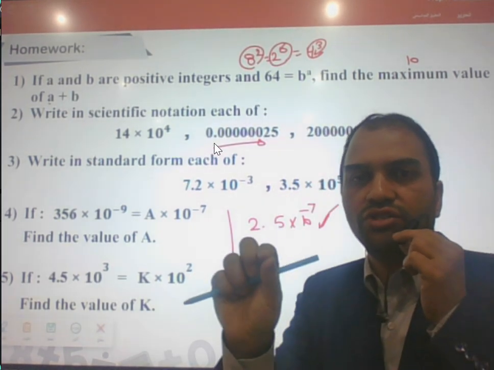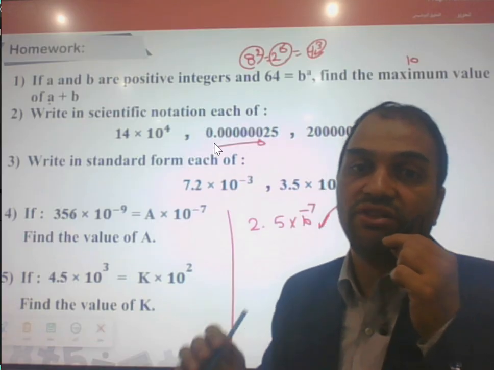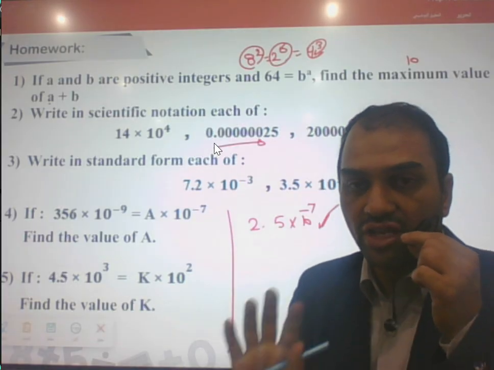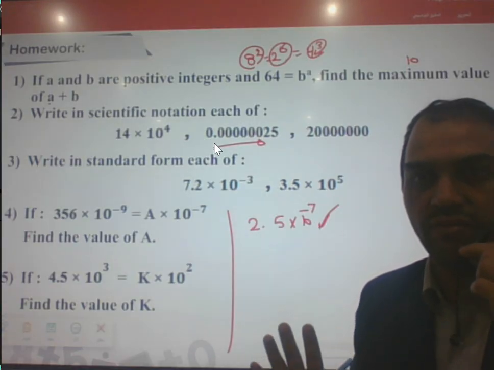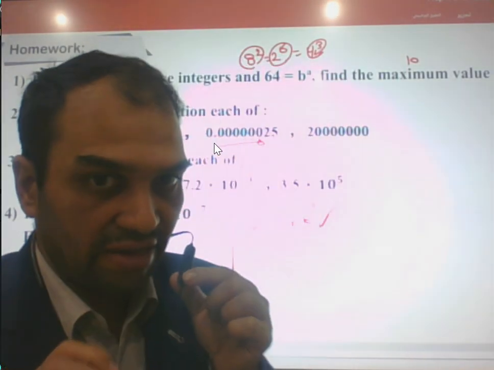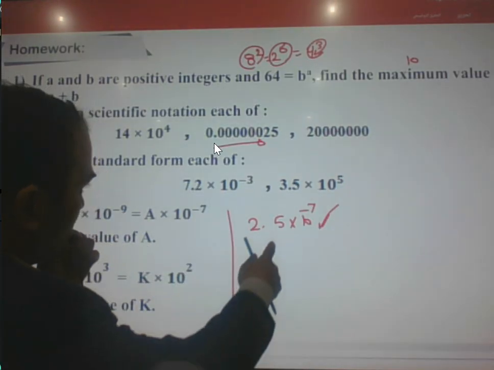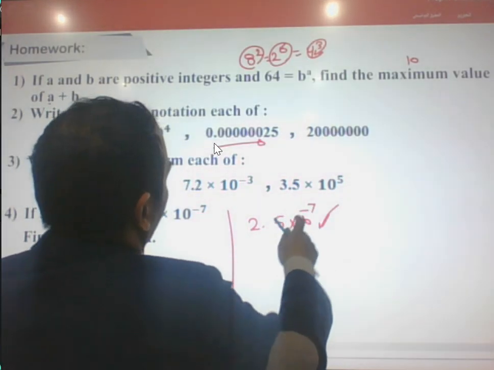Count with me, 1, 2, 3, 4, 5, 6, 7. Move right-hand side by 7 places, then we must write 10 power negative 7. So if you move to the right-hand side, the sign must be negative. Don't forget, okay? Move right-hand side, put the sign in the power negative. Here it will be 10 power negative 7, then 2.5 times 10 power negative 7.